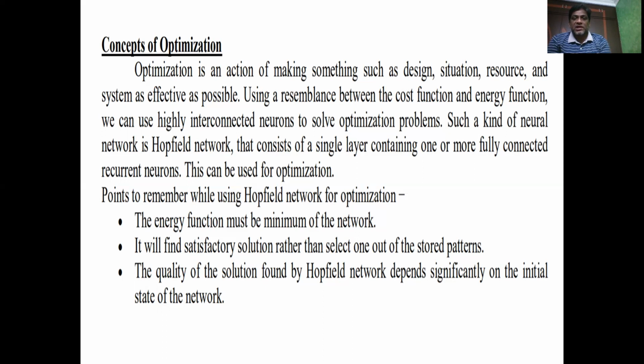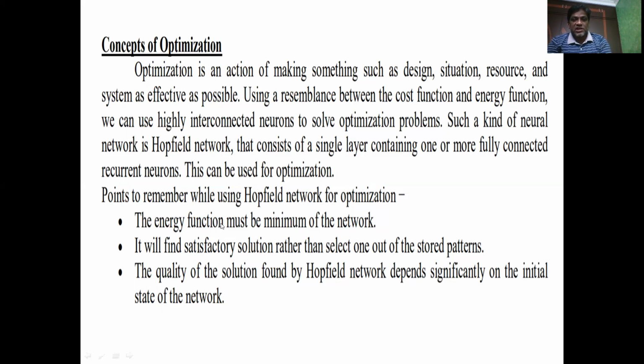Therefore, because it is recurrent neurons, the feedback is given back to the original neurons, the output is given back to the neurons. Therefore, this kind of neural network is useful for solving optimization problems. So when you are designing a Hopfield network for optimization problems, you need to remember these 3 points.